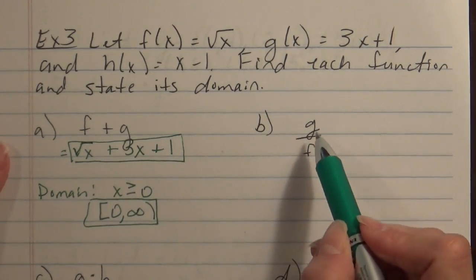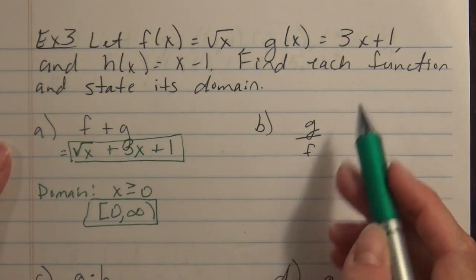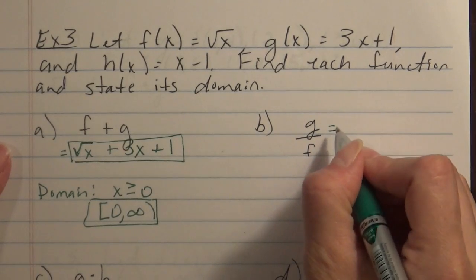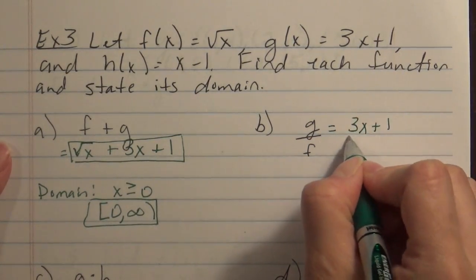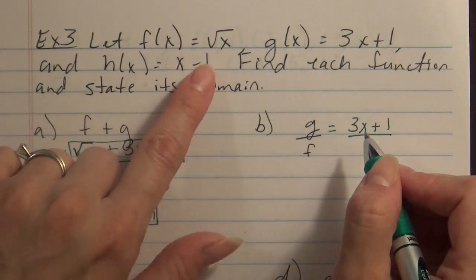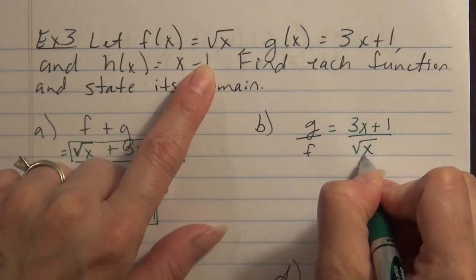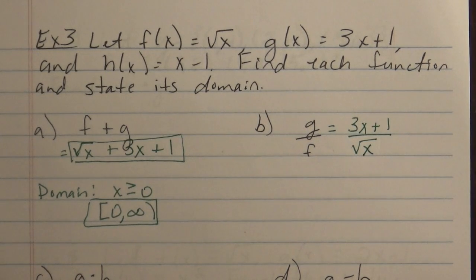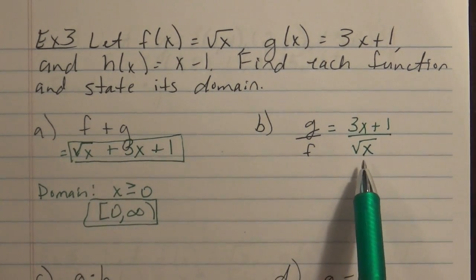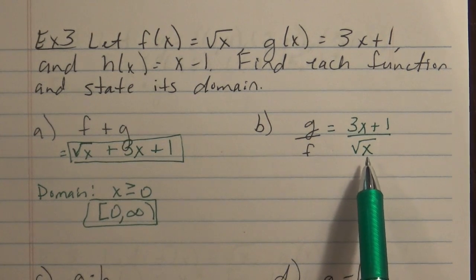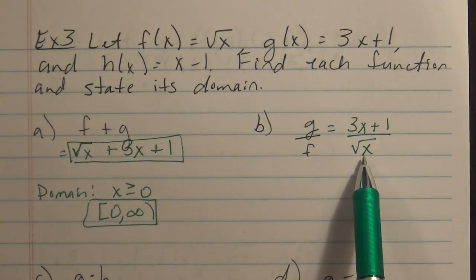In part B, we need to find g over f. So this time, we need to do the 3x plus 1 divided by the original f function, which was the square root of x. This time for our domain, we've got a similar issue as over here, but we also have the square root in the denominator of a fraction. So not only does x have to always be positive, it also can never be 0.